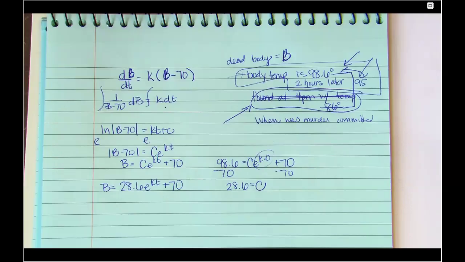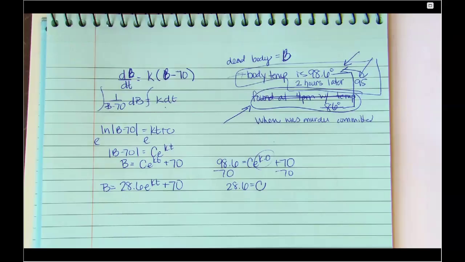I think her k is still right, correct? So 28.6 is the temperature of the body when it was murdered. No, the body was 98.6, but look what happens when you plug a 0 in here. You get 28.6 plus 70, there's the 98.6, because the plus 70 is part of it.